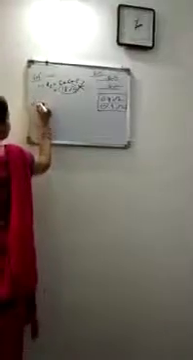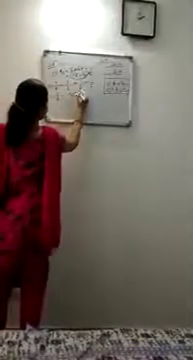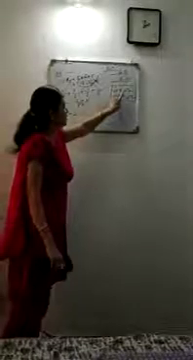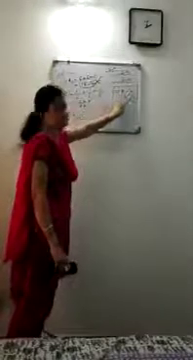Next, if we connect all the resistances in parallel, parallel means 1 by R is equal to 1 by R1 plus 1 by R2 plus 1 by R3. That means 1 by R is equal to 1 by 6 three times, that is equal to 3 by 6. So R is equal to 2 ohm. So this is also wrong, because the resultant resistance will be either 9 ohm or 4 ohm.